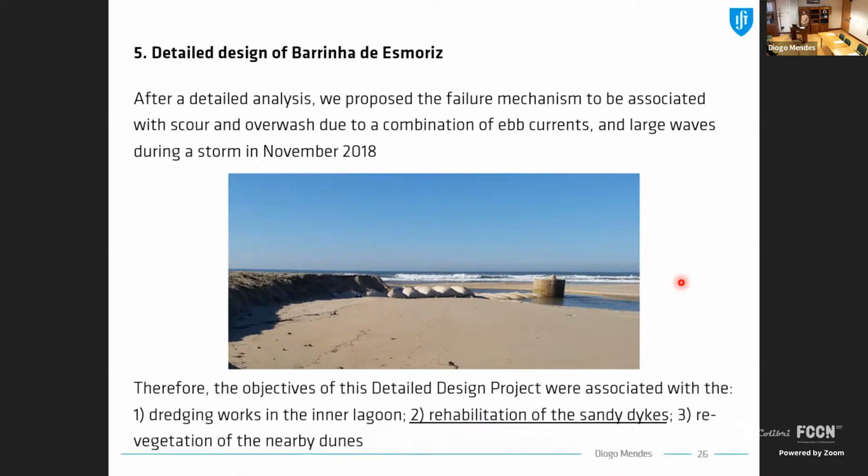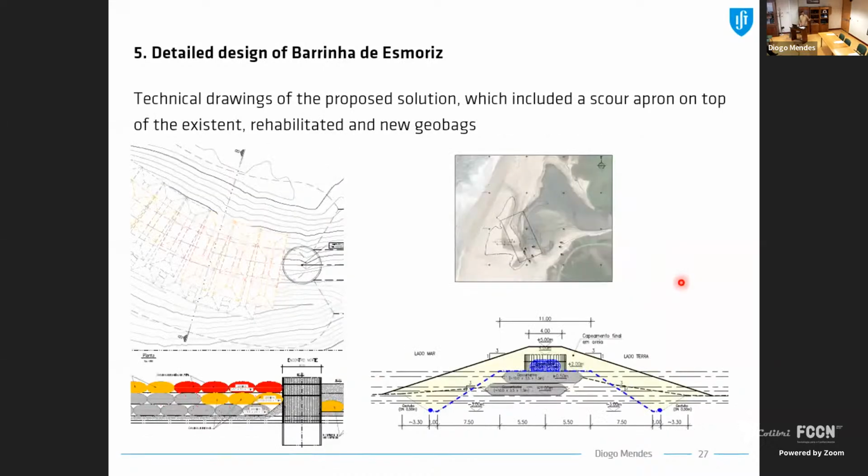So the objectives of this detailed design project were associated with three main aspects. First, dredging works in the inner part of the lagoon. Second, rehabilitation of this sandy dike system. And third, revegetation of the nearby units. I will just focus here in this seminar on the rehabilitation of the sandy dikes. So here I present some technical drawings of the proposed solution. And the proposed solution included a scour apron on top of the existing rehabilitated and new geobags.